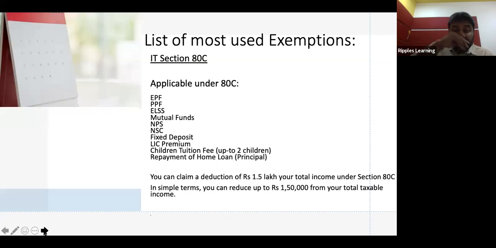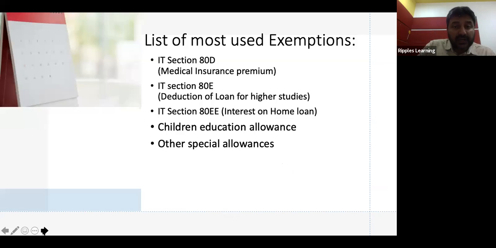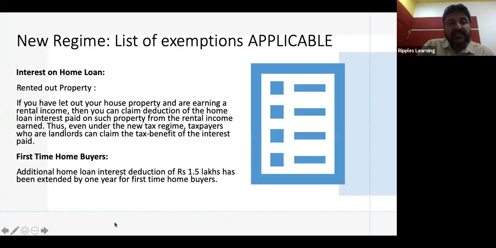You also cannot claim 80C. You also cannot claim 80D. You cannot claim 80E, 80EE, and other special allowances like child education. All this cannot be claimed under the new tax regime. However, all of this can be claimed under the old tax regime. There are few things which still can be claimed, right?